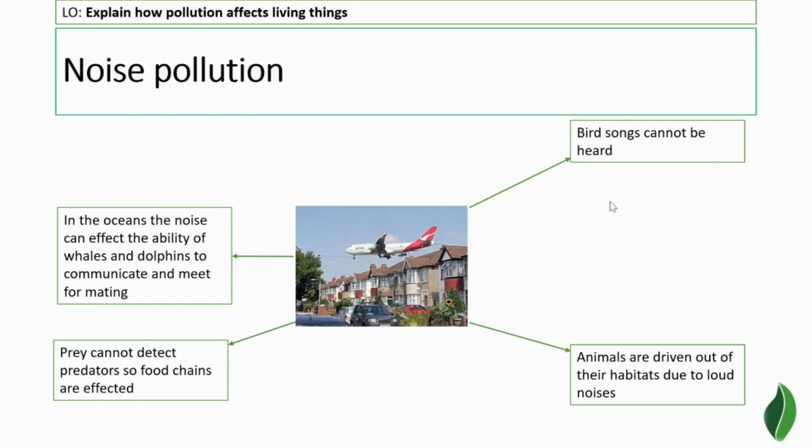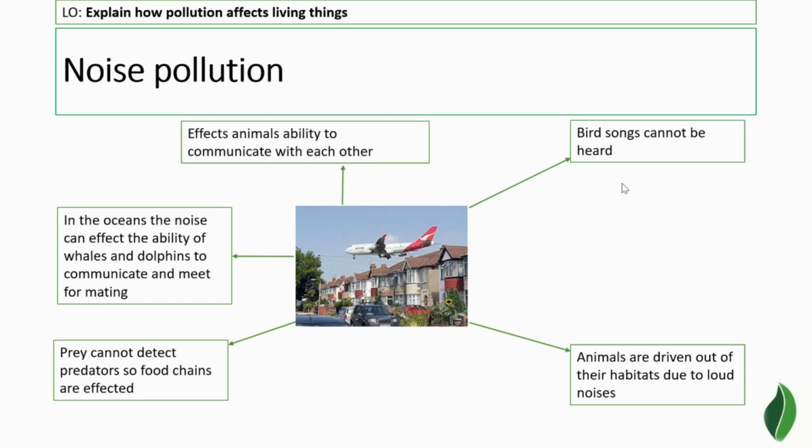They communicate over massive distances so they can meet up, mate, and reproduce. Now, obviously, there are fishing boats and cruise ships in the ocean, and they're creating noise, and that's affecting the ability of these animals to communicate with each other. Okay, and there are other animals that communicate as well, and any noise will affect them.